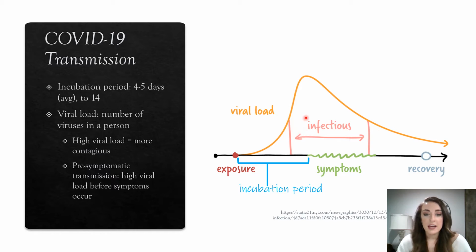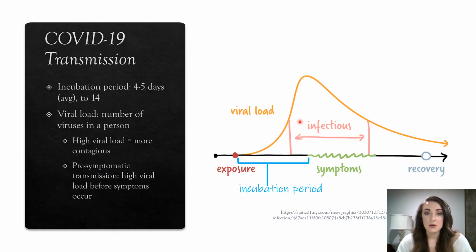Notice that a few days before symptoms start here, a person is infectious, meaning they are breathing out the virus. They're breathing out water droplets that contain the virus, and those can infect other people. This right here is called pre-symptomatic transmission. A person is contagious before they have symptoms. Remember that symptoms only start once a person has had enough damaged cells to trigger the immune system to start fighting this virus off.